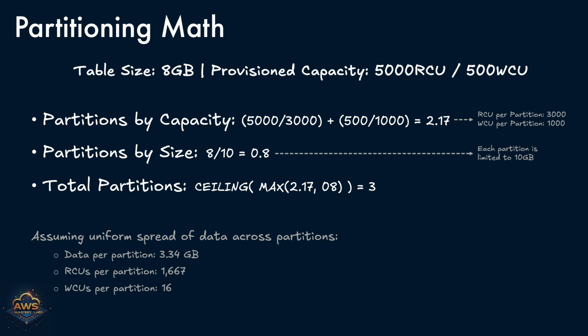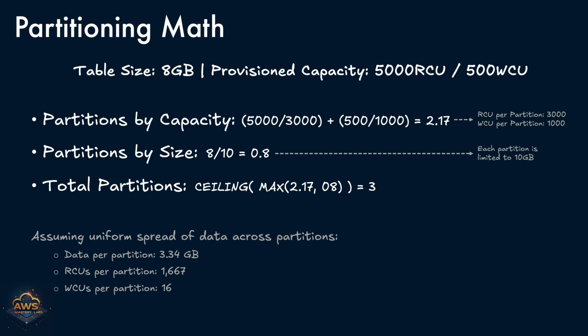Now let's walk through how DynamoDB calculates the number of partitions for a table based on its size and provisioned throughput. In our example, we have a table that is 8 gigabytes in size, with a provisioned capacity of 5,000 read capacity units, RCU, and 500 write capacity units, WCU.